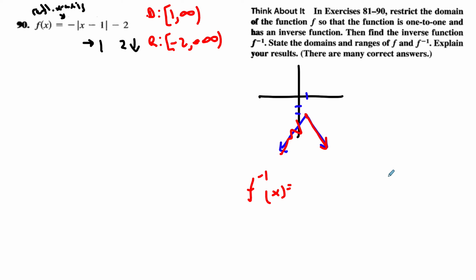So when we do find the inverse, what happens? Well, the range and the domain flip-flop. So now this is negative 2 to negative infinity, and this is 1 to infinity. Now, here's where we need to think carefully. What is this function? This would be the same as saying that we're looking at just this portion of this graph. So we ignore this. This is just a linear equation, right? It has been shifted over 1 and then down 2, right?